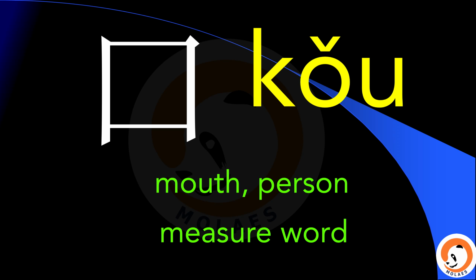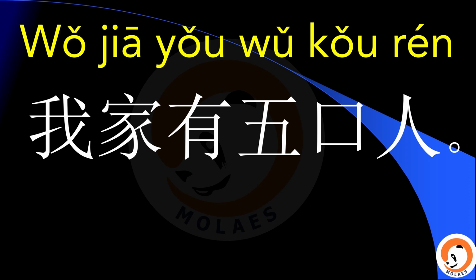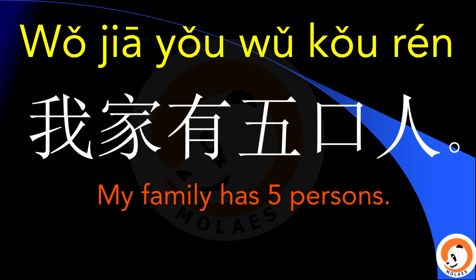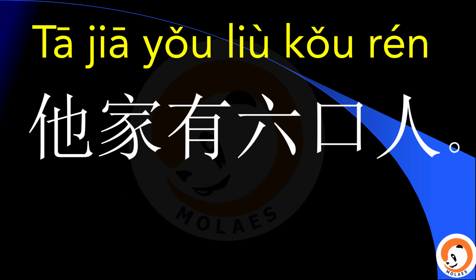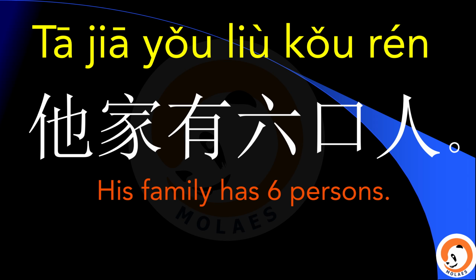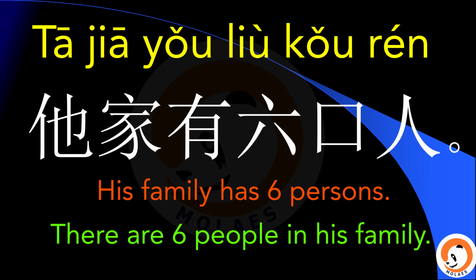It also a measure word, but only used for describe family members. For example, 我家有5口人 literally means my family has 5 persons. There are 5 people in my family. 我家有5口人 Here you can use 个 instead 口。他家有6口人 literally means his family has 6 persons. There are 6 people in his family.